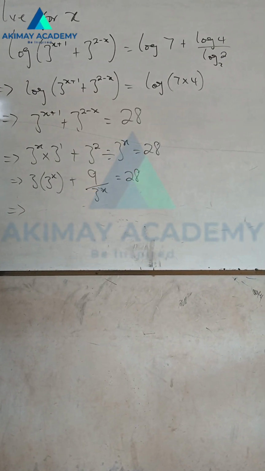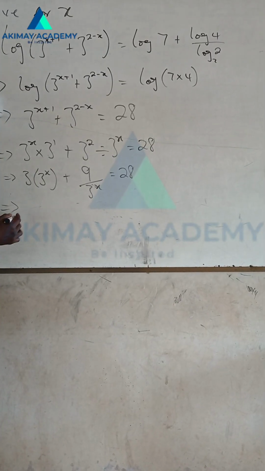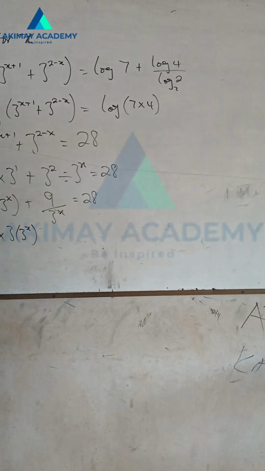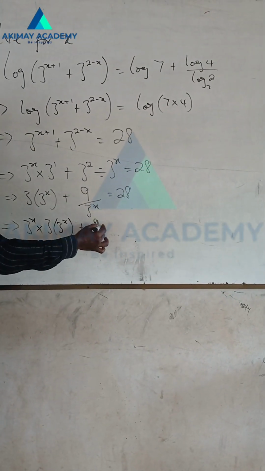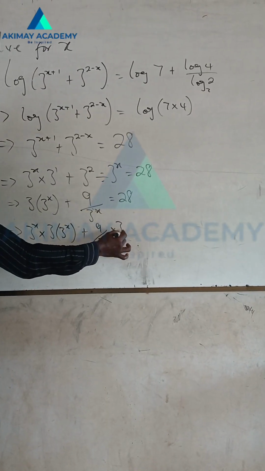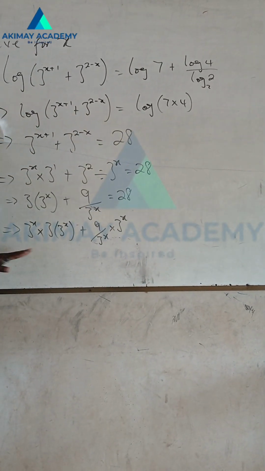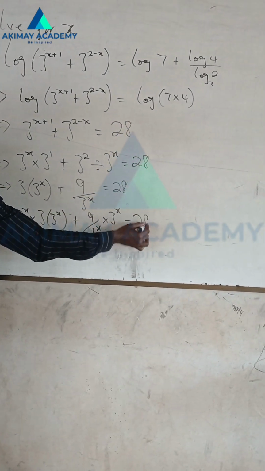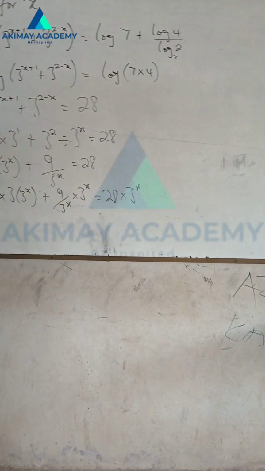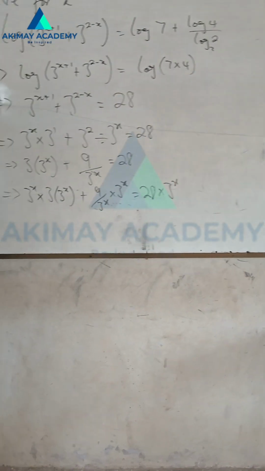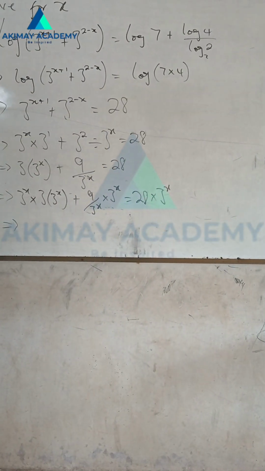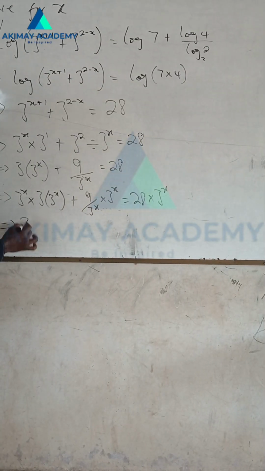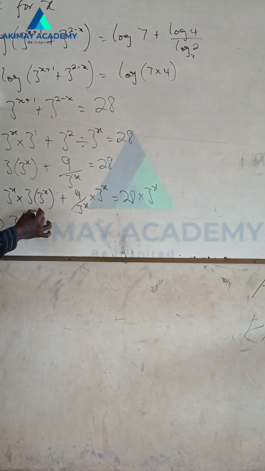So here we are going to have 3 exponent x times 3 exponent x, plus 9, okay, so we are multiplying through by 3 exponent x, as you can see right there. Then this one should be equal to 28 times 3 exponent x. So multiplying through by 3 exponent x, what are we going to get over here? You can see we have 3 exponent x, 3 exponent x, so we can put them together. We have 3 exponent x all squared because they are 2.